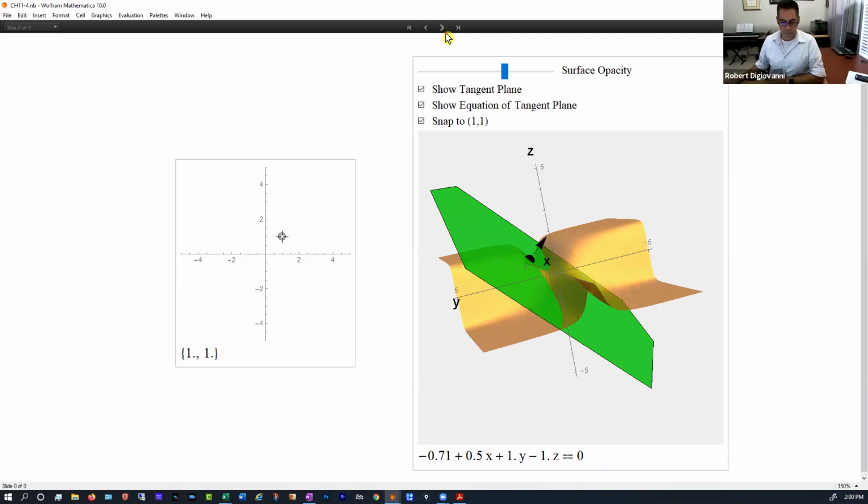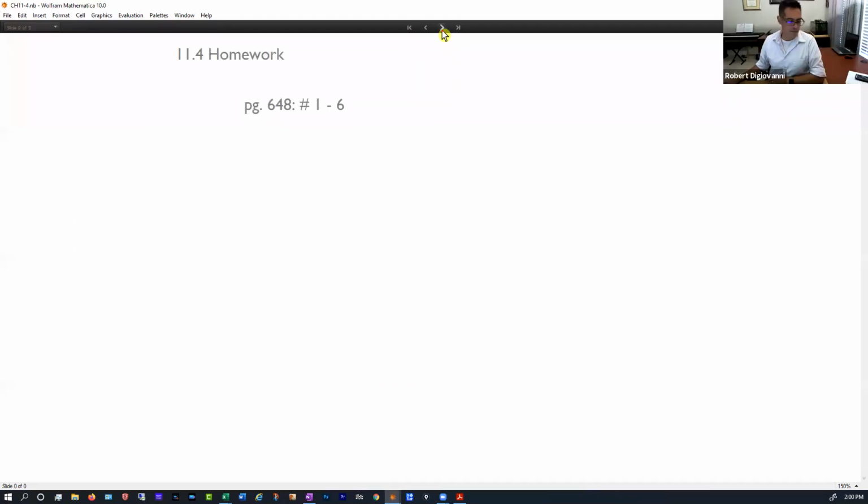All right, moving on. That's it. So there's just a couple of problems from that section for homework. Just doing the same thing we were just doing. It's pretty straightforward. As long as you knew the partial derivatives, everything's straightforward.